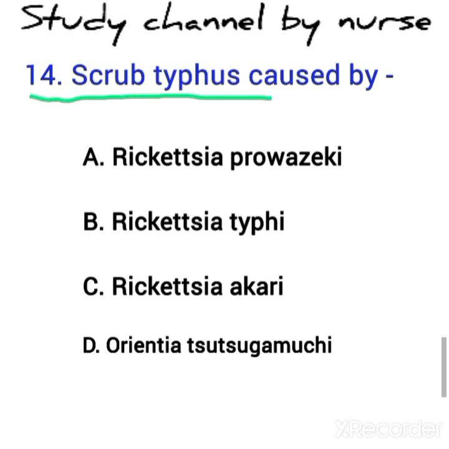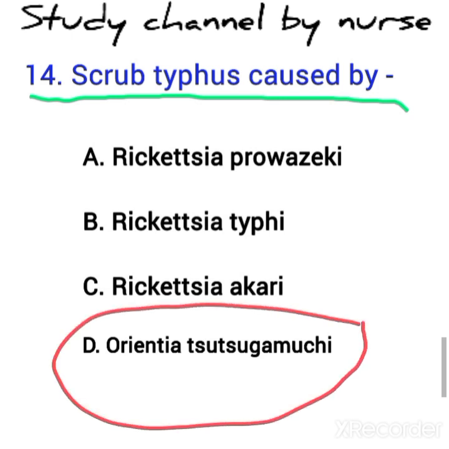Next, question number 14. Scrub typhus is caused by... and the correct answer is option D.